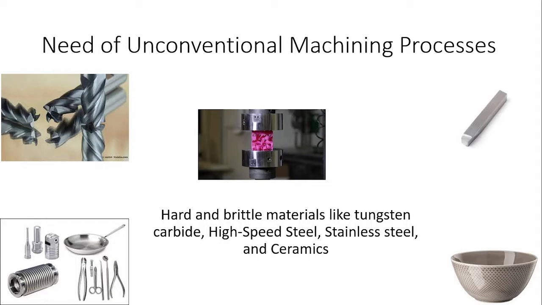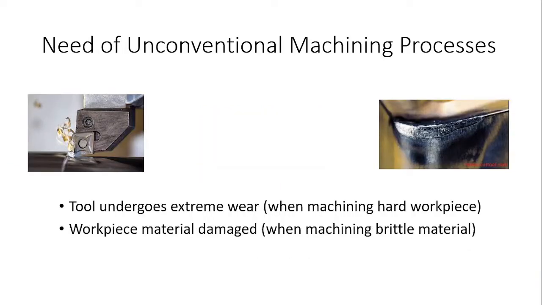So unconventional machining is utilized. Here the tool and workpiece do not contact with each other. This concept is used for these kinds of hard and brittle materials. Here is the need for unconventional machining processes. When we machine the hard workpiece material, the tool undergoes extreme wear, as in this photograph, and due to this extreme wear, the workpiece material gets damaged. Okay, so when we machine the brittle material, the workpiece material also gets damaged.